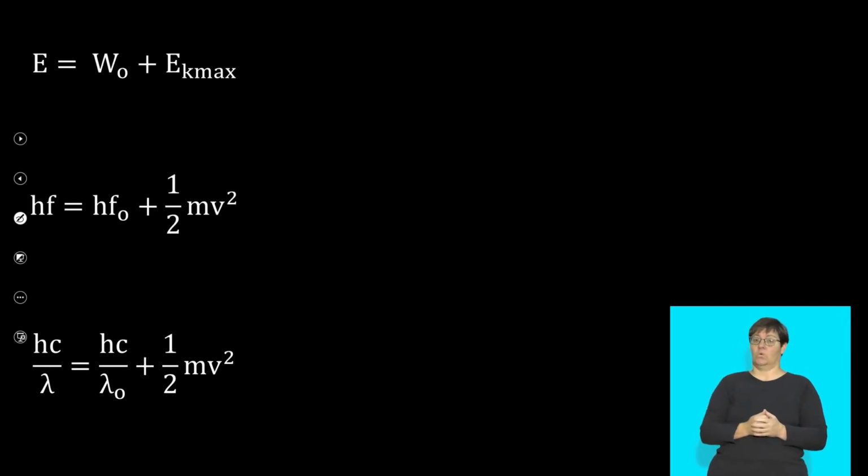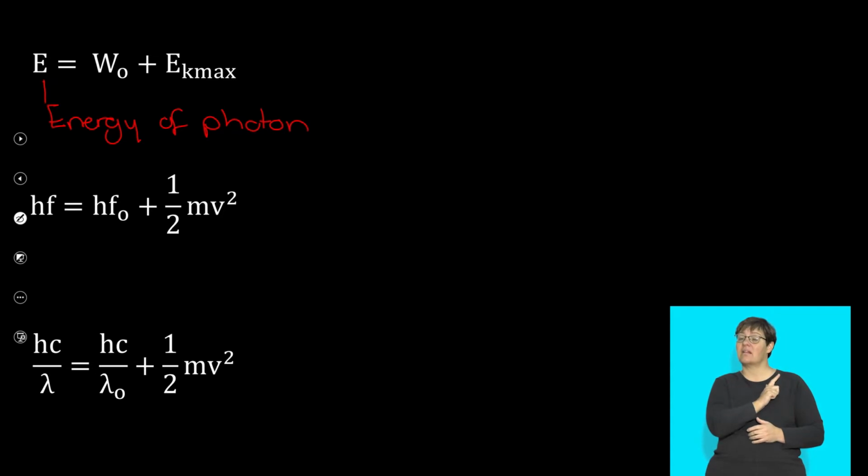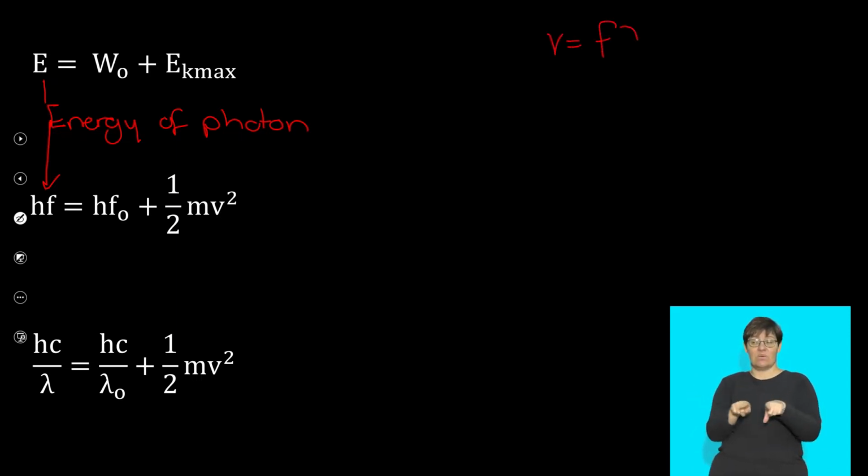Now everyone's just going, oh, this looks horrible. It's really not. E is the energy of the photon. So this tells me how much energy the photon has. I can calculate E by using hf, which is what we just showed you. But we've got to remember that the wave equation says to us that v equals f lambda.